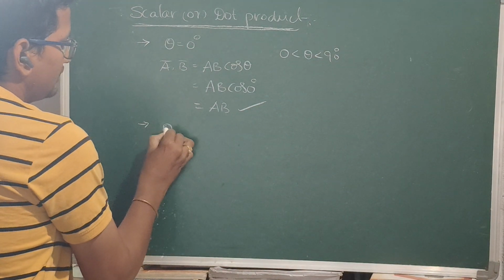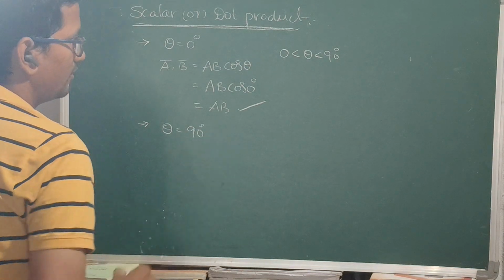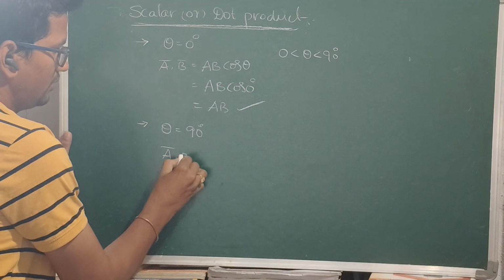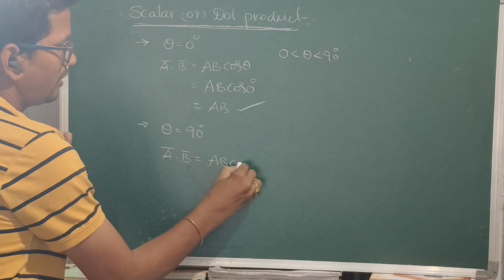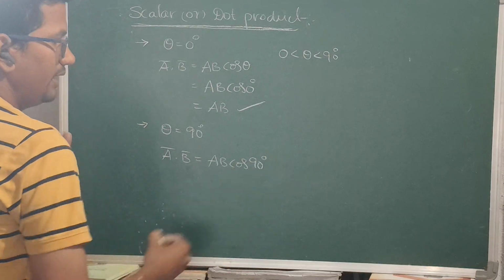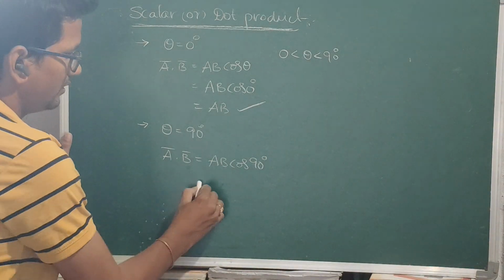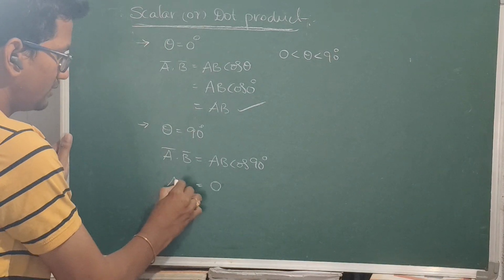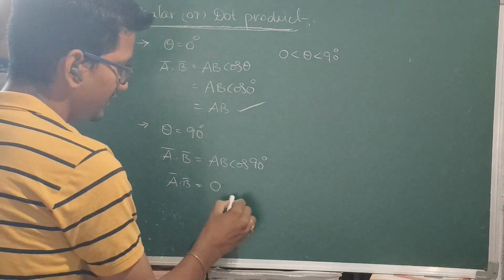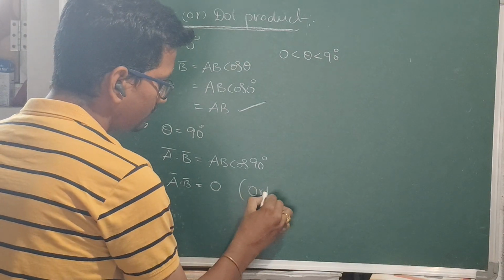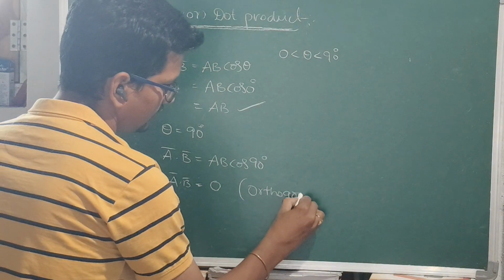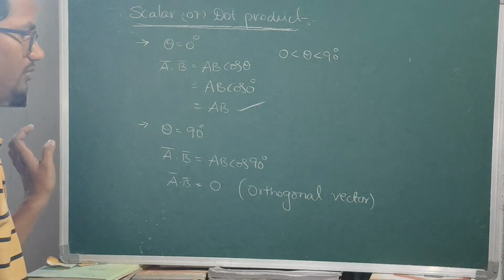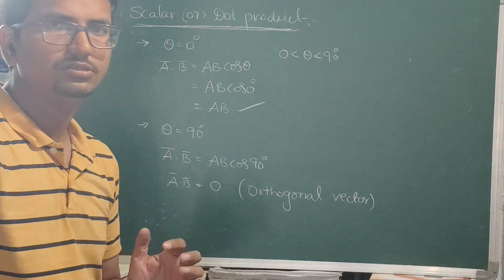If theta is equal to 90 degrees, then what happens? A bar dot b bar is equal to ab cos 90. Cos 90 value is 0, so a bar dot b bar is equal to 0. This vector is called an orthogonal vector. We call them orthogonal vectors when a bar dot b bar is equal to 0.